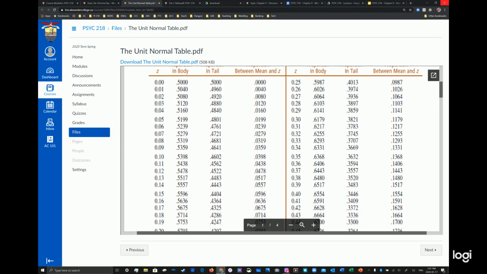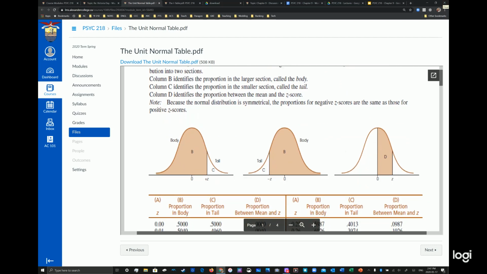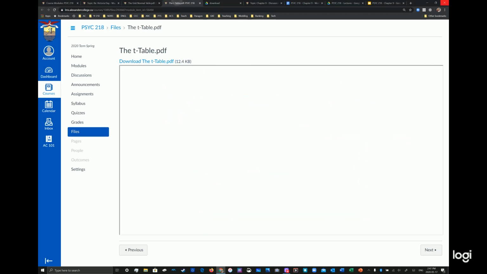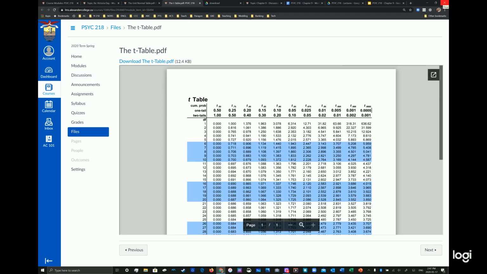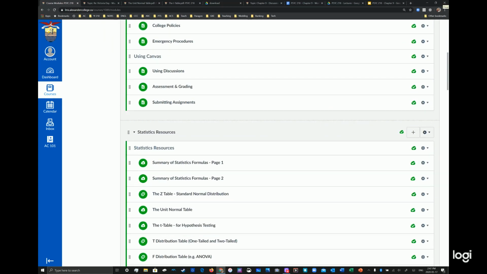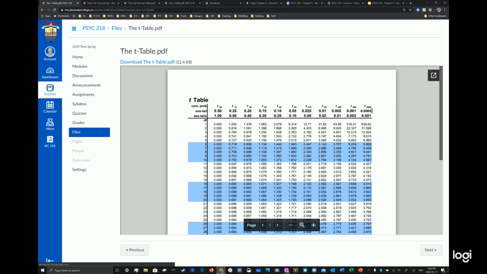So remember, we've been working with the unit normal table before that uses Z-scores and uses Z distributions. In your modules, you can go to your course materials and your statistic resources, and you find the t-table. So in this one, if you're taking this class at Alexander College, you go t-table for hypothesis testing, and you'd find this table right here.